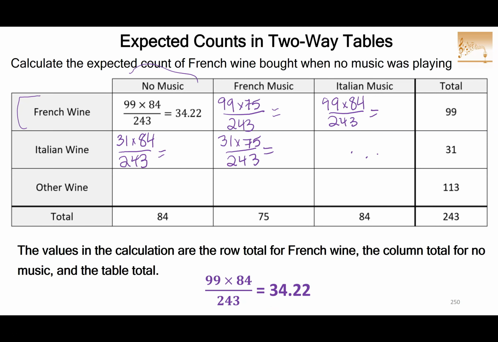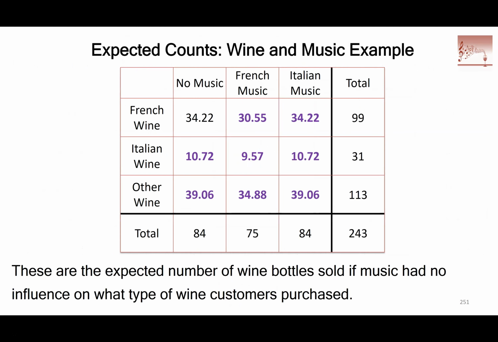So the expected value for French wine when there's no music playing is 34.22 bottles. Which, granted, it's an average, so that's fine. So filling this all out, here's the table all filled out. I promise we'd give it to you. These are the expected number of bottles of wine sold if music had no influence whatsoever.